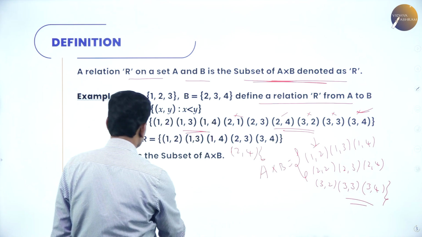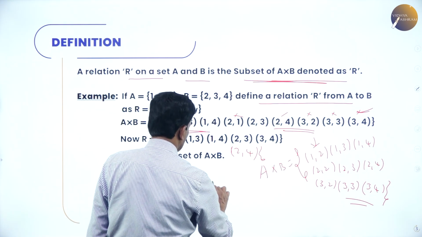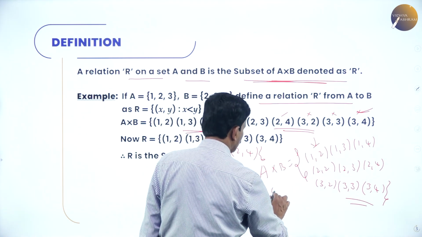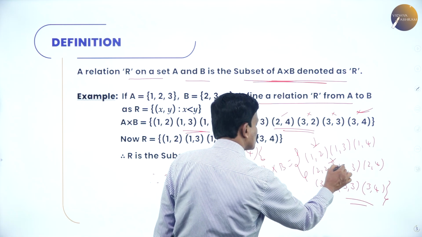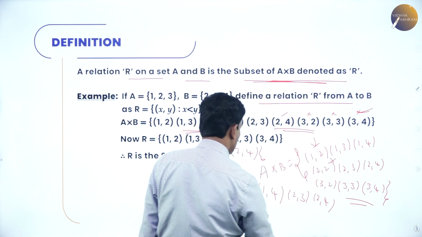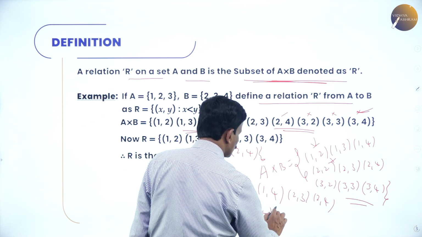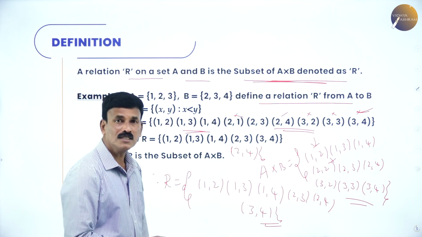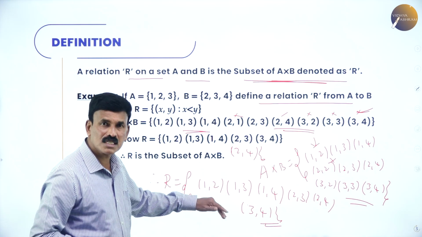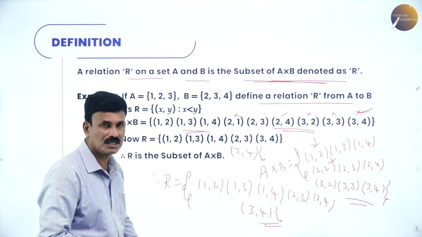So therefore the relation is given by R equal to 1 comma 2, 1 comma 3, 1 comma 4. Again we cannot take 2 comma 2, 2 comma 3 we can take, 2 comma 4, again 3 comma 2 we cannot take, 3 comma 3 we cannot take, 3 comma 4. That's it. So this is the example for the relation. This R is a subset of A cross B. So the subset of A cross B is called the relation.